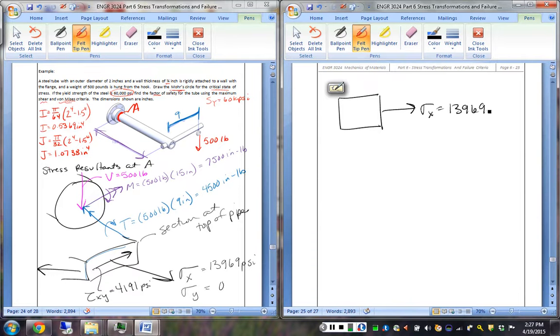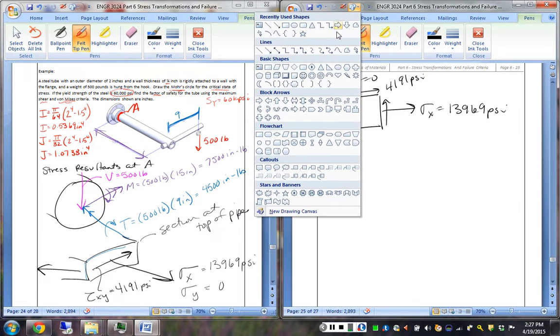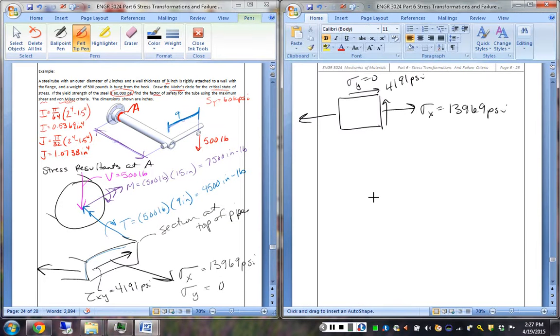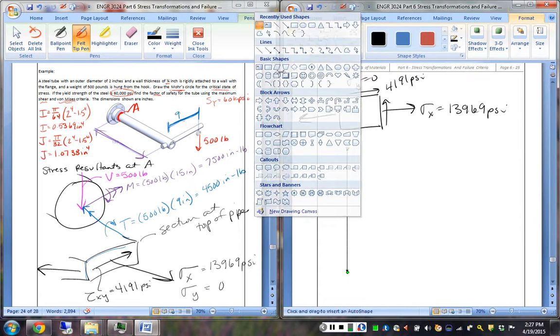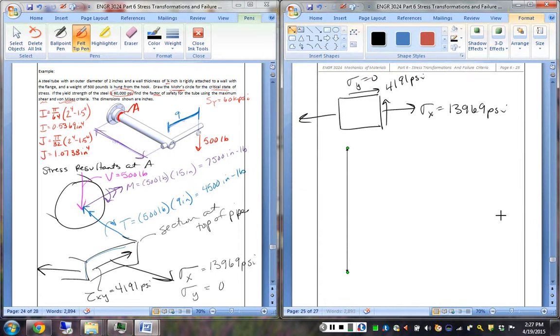Of 13,969, sigma y equals 0, and a tau of 4191. Now, to draw a Mohr's circle with this stress state, we need axes. We know this time that sigma y is 0 and sigma x is positive, so we will skew our axes to the positive normal stress side.